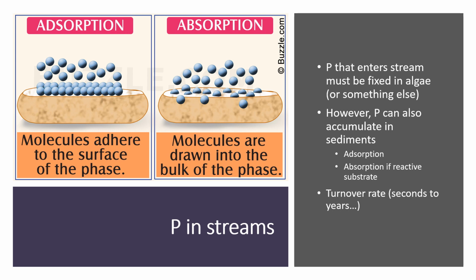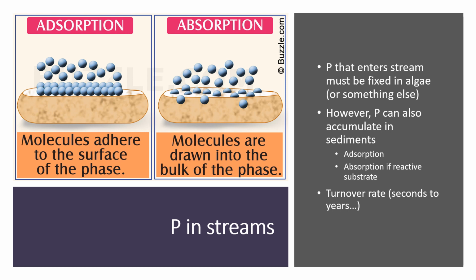Phosphorus, just as anywhere else in streams, can accumulate in sediments through the process of adsorption or absorption. I know that they sound very similar. It's just a switch between a D or a B. The molecules themselves can therefore remain in the system for some period of time. The turnover rate, which is related to the storage volume and the annual outflow from the system, is a measure of how long it would basically take to replace the material within the system.